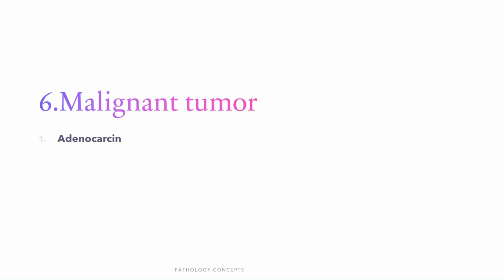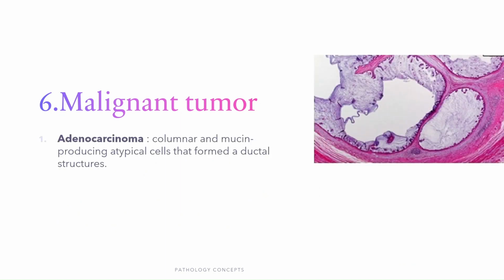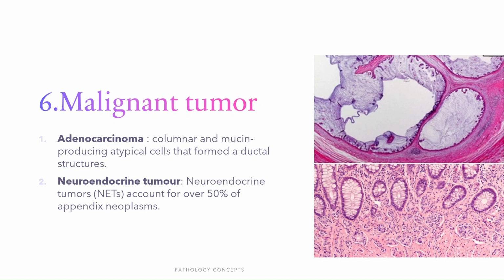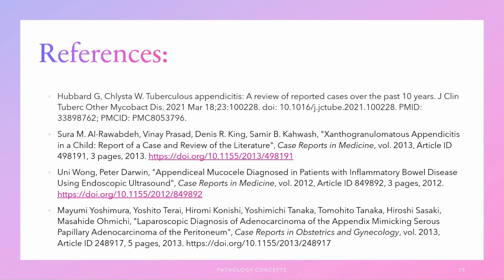Sixth is malignant tumor, adenocarcinoma. The columnar and mucin producing atypical cells that form ductal structures are observed in adenocarcinoma. Neuroendocrine tumor. Neuroendocrine tumors account for over 50% of appendix neoplasms. They are synaptophysin and chromogranin A positive.